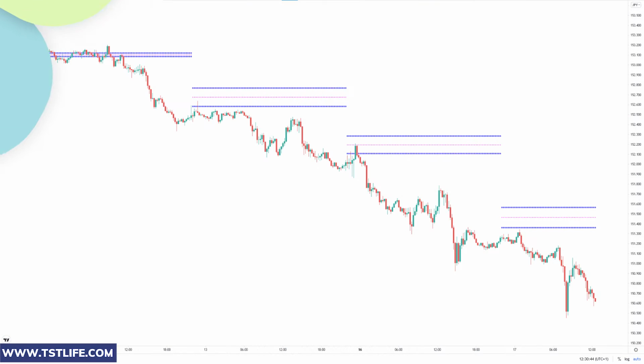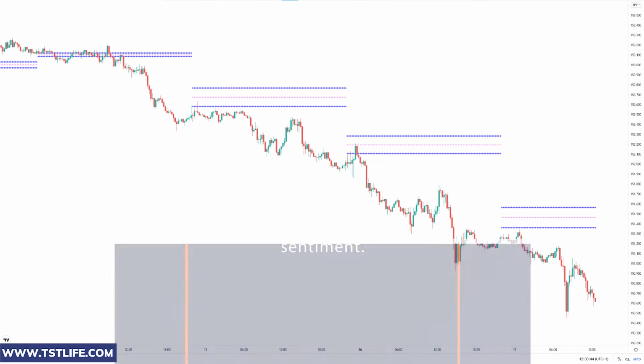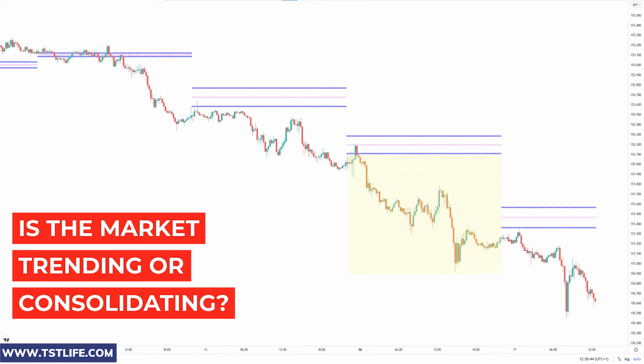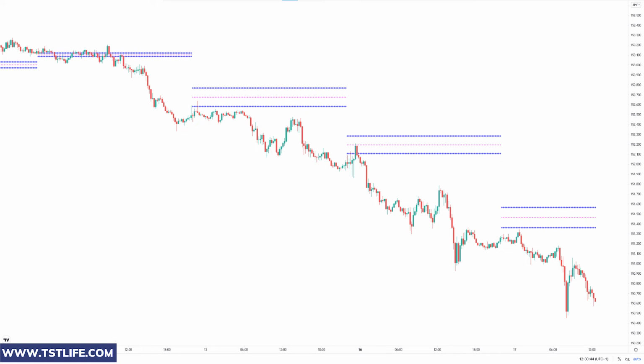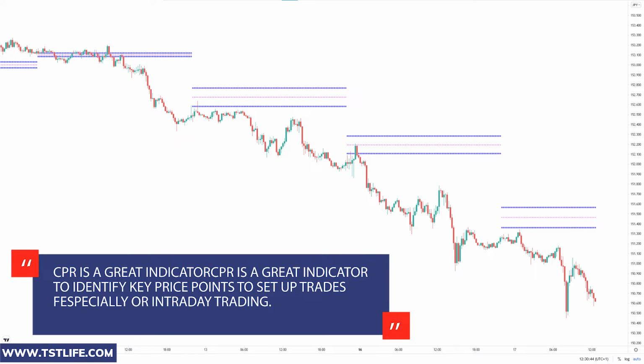The CPR is a leading indicator that helps traders identify key price levels and predict the trend momentum and direction based on past price action. By using the CPR indicator, traders get to decide the market before the opening whether it's going to be trending or consolidating. On top of that, the CPR is a great indicator to identify key price points to set up trades, especially for intraday trading. Let's look at a few examples from the chart.